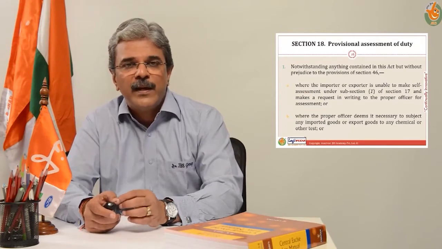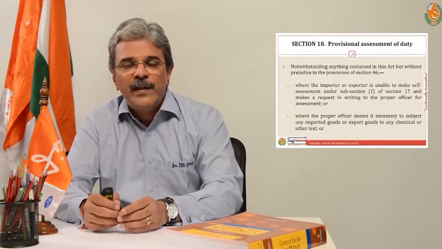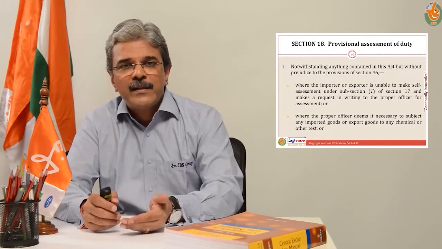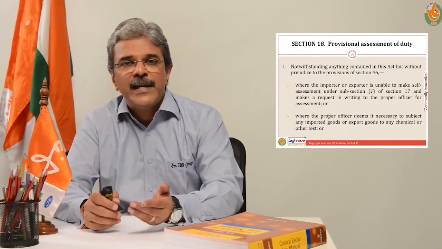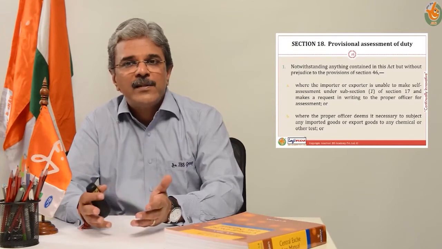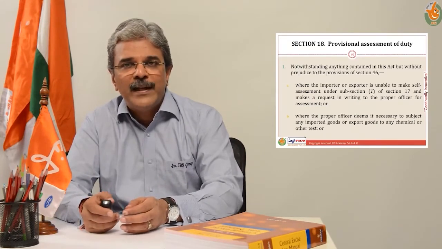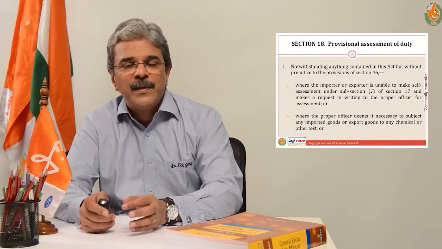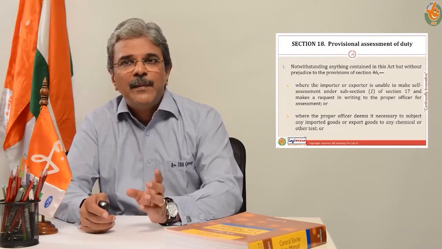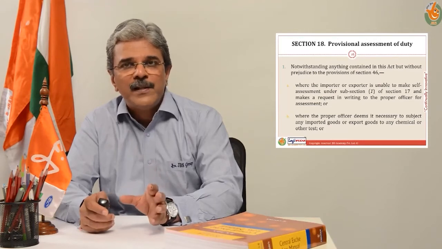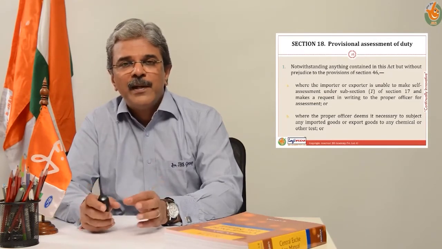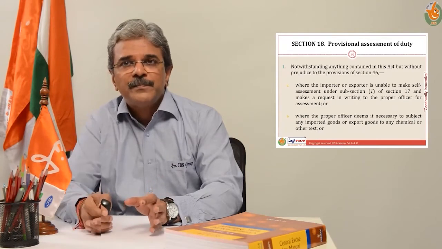Another case is where the proper officer feels that he needs to chemically test the consignments, he needs to get a certificate from somebody, or he needs additional documents, where it is not possible for him to finalize the assessment. In those types of cases, provisional assessment can be resorted to, and provisional assessment will always be given against a bond backed by suitable surety.